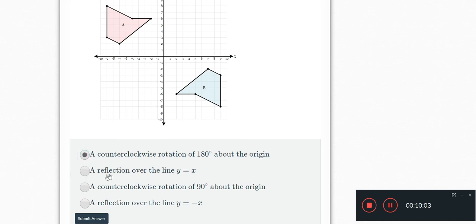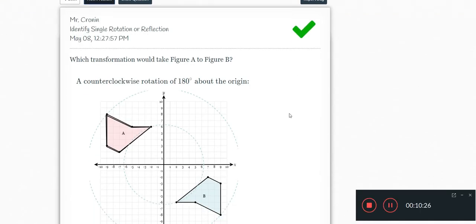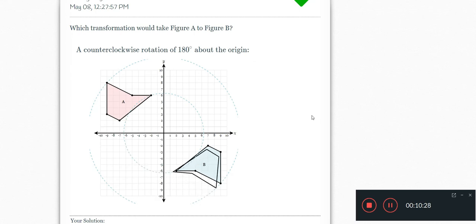Look at your other options. Reflection over the line y equals x. There's no reflection going on. You could see that if you flipped it over, it wouldn't work. A counterclockwise rotation of about 90 would mean that the figure landed here, which is incorrect. And a reflection, once again, would not work. So as you go through with this, make sure you see all the options, and once you do it, it's going to show you the correct solution.